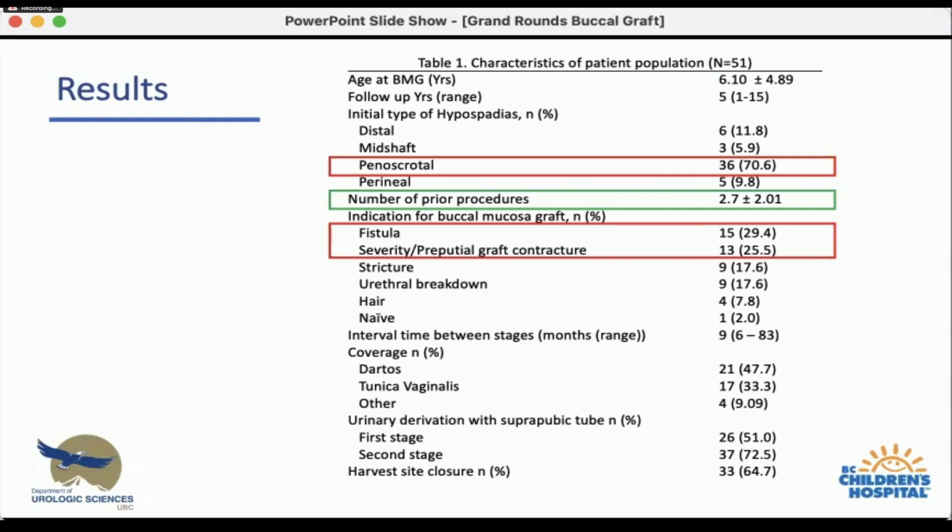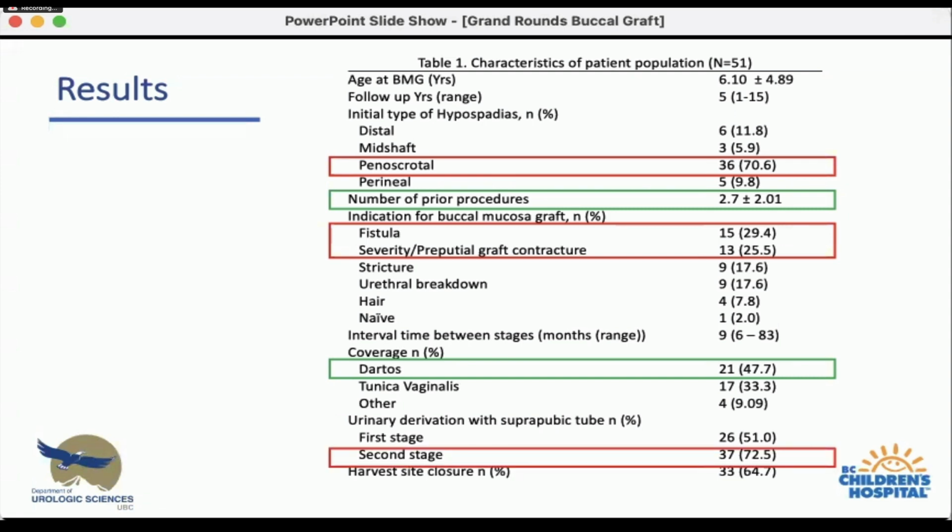The interval time between the stages was 9 months, ranging from 6 months to even 83 months. For the coverage when we do the second stage, the second layer was done with dartos in 47.7%, followed by tunica vaginalis in 33%. The other category that you see involves skin, or a mixture of dartos and tunica vaginalis. Urinary diversion with a suprapubic tube for the second stage was used in 72% of the patients, and 64% of the patients had the site of the harvest closed.